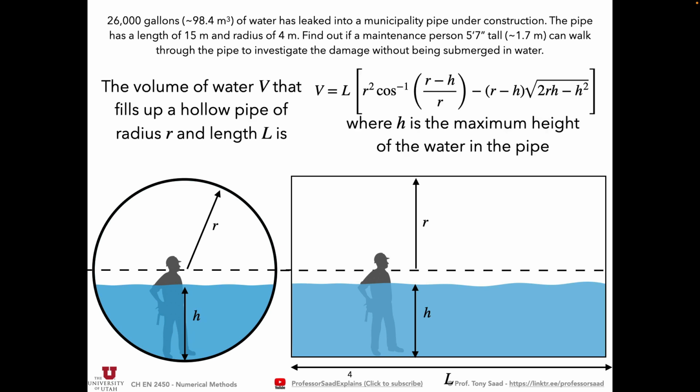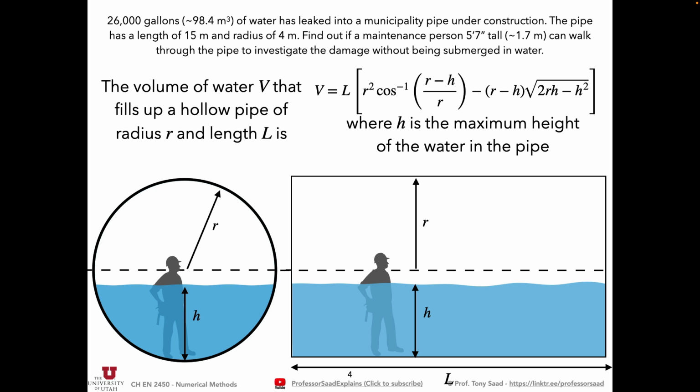It turns out there's a formula for this. Interestingly, someone studied it because it's an important problem in civil engineering. If water were to spill into one of those large pipes, there's a formula that relates the volume to the length, radius, and the height of the water in the pipe. In that formula, you have the volume V, which is given to us. We know how much water went into the pipe. We have the length L of the pipe. We have the radius. But we do not have H.